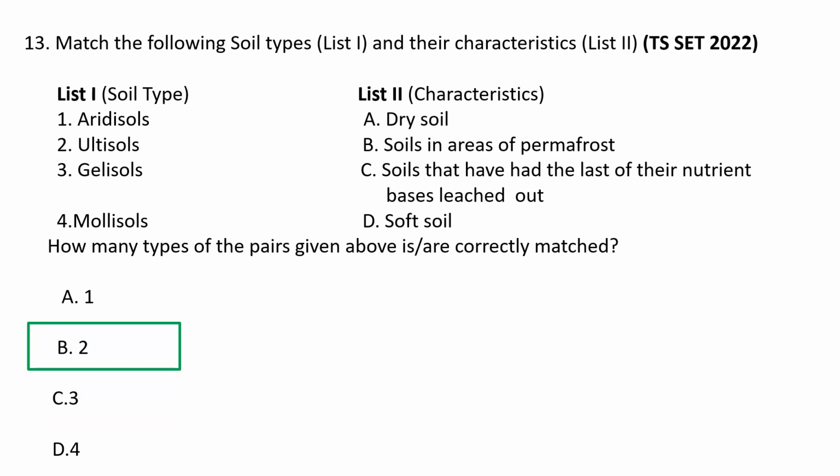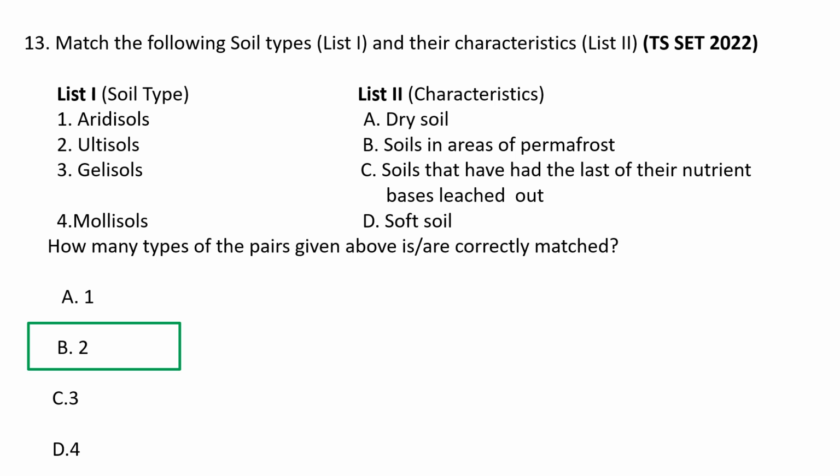So why? Because arid soils are, in Latin terms, also known as dry. That means these are the soils which are formed in arid regions. Suppose we take the ultisols, these are also known as red clayey soils. In Latin, ultisol is nothing but the last soil. So these are strongly leached soils with low fertility. And coming to the mollisols, these are soils of the grassland ecosystem, and these are rich in organic matter, and these are very smooth.